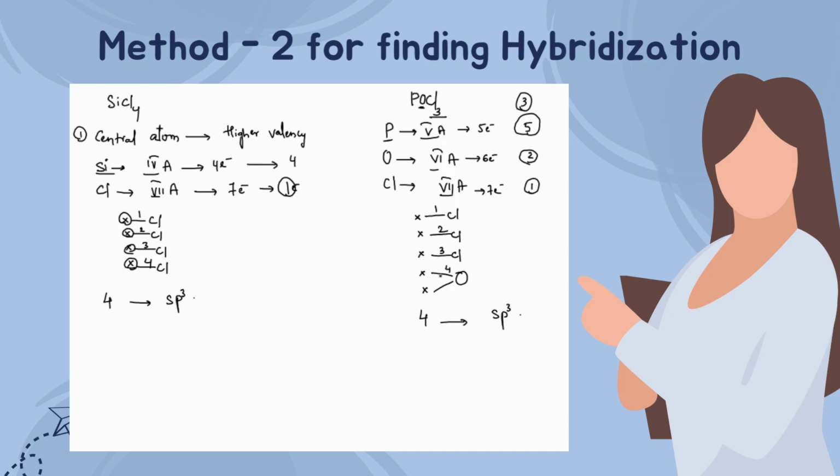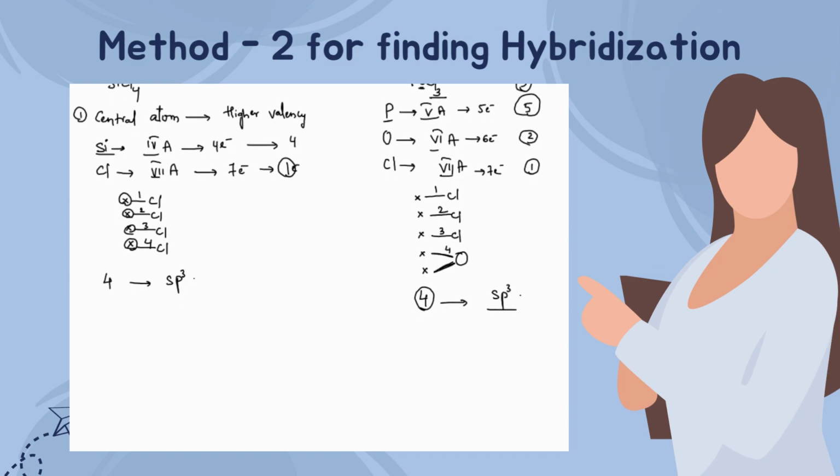Don't get confused that when you write a double bond like this, don't count it as 2. Just count it as 1. Double bond and triple bond together are taken as one number. So when the overall number of bonds is equal to 4, hybridization is also sp3. So this way we can use this method for calculating hybridization in neutral molecules.